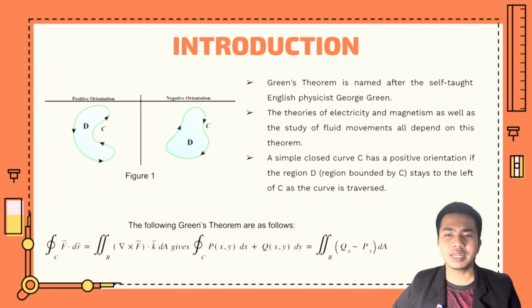Green's theorem is derived from the integration of the dot product of the vector field F and dr, where the vector field F(x,y) equals P(x,y)i plus Q(x,y)j. The right side shows the double integration of the partial derivative of Q with respect to x minus the partial derivative of P with respect to y.